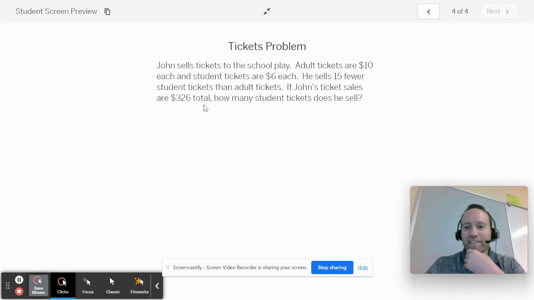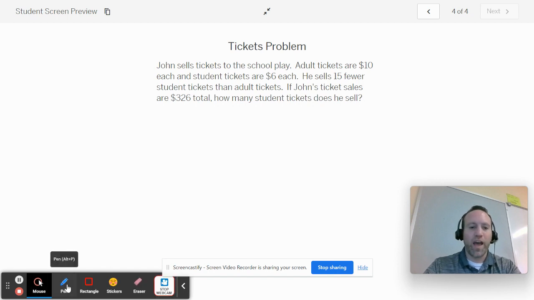Okay, last example here. Selling tickets to a school play. Adult tickets cost $10 each, and student tickets are $6 each. He sells 15 fewer student tickets than adult tickets. If John's ticket sales are 326 total, how many student tickets does he sell? So this is actually very similar to the coin problem that we saw, where we have a value for each type of object or number, and then we have a total amount. So we're going to set it up the same way.